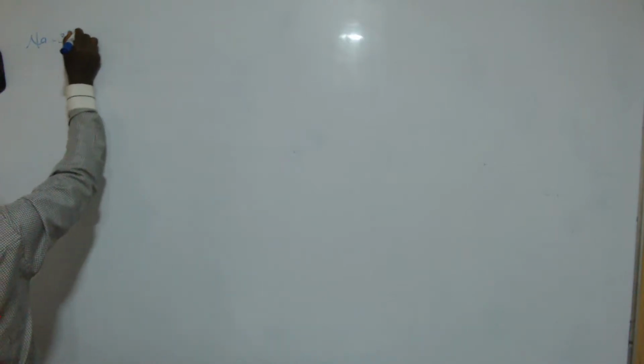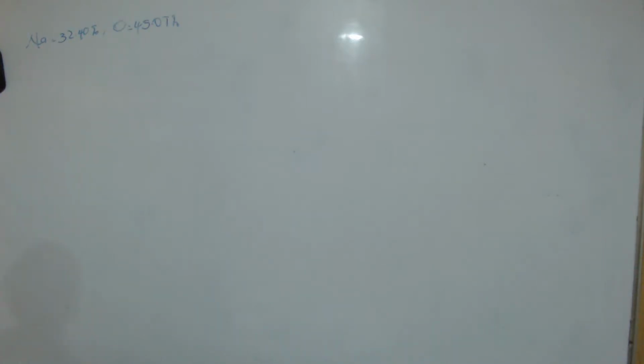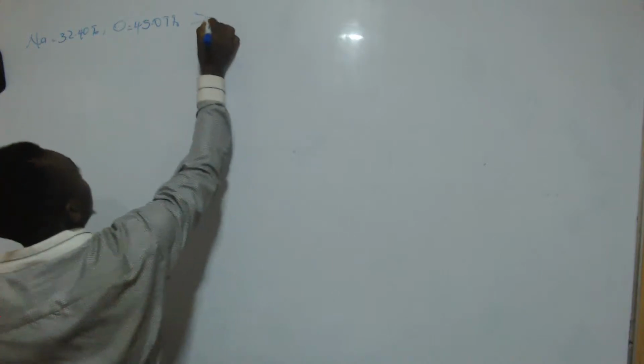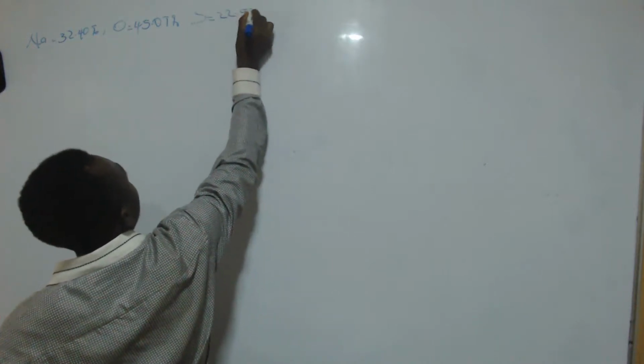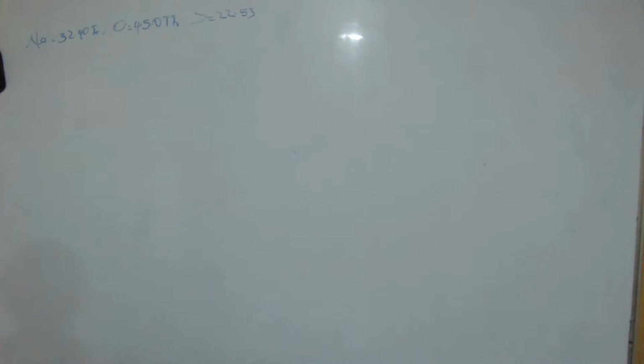They said your sodium is 32.40%, oxygen is 45.07%, and sulfur is 22.53%. So you're dealing with sodium 32.40%, oxygen 45.07%, sulfur 22.53%. I said assume your percentages to be in grams.